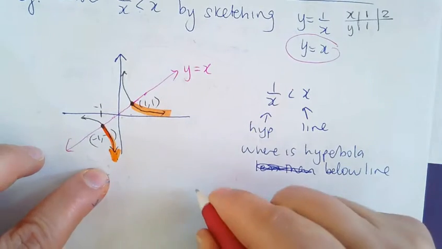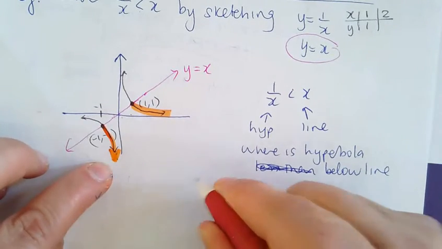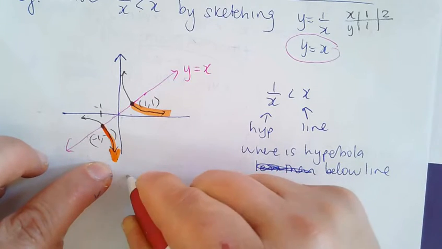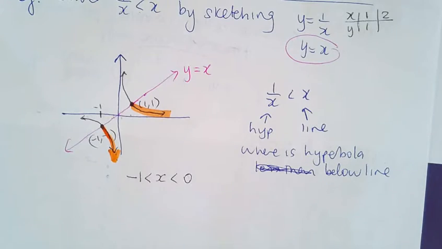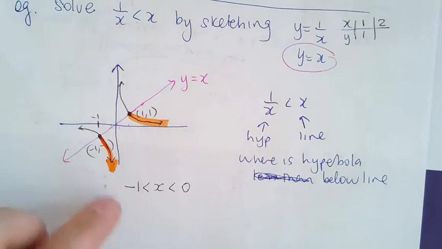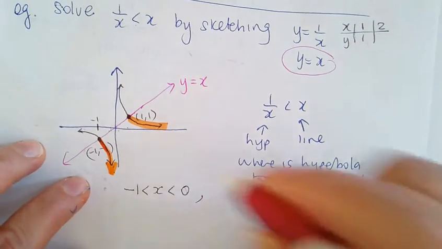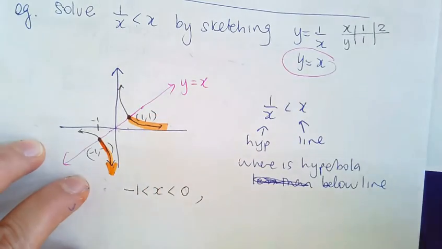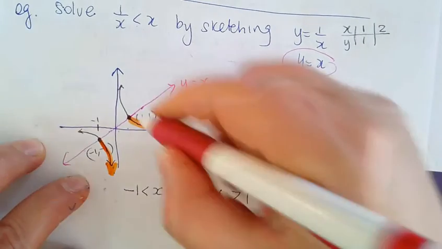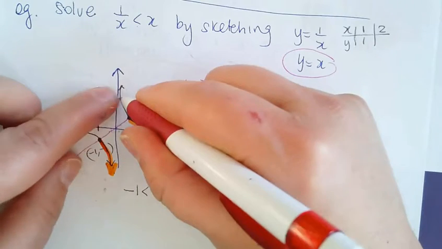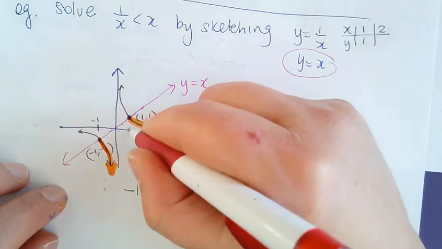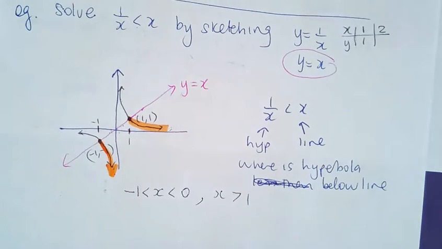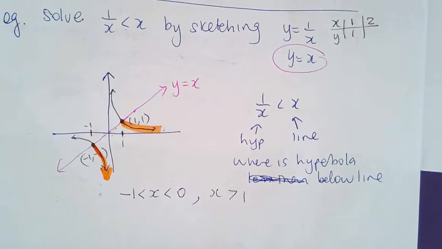So what's my solution for this section in orange? What have I got? X lies between -1 and 0, but it doesn't touch either. I've got a less than here, so I have to put a less than there. What's my other solution? And x is greater than 1. Because from 0 to 1, the hyperbola is above the line. But from x greater than 1, the hyperbola is below the line. And that's how you do those.